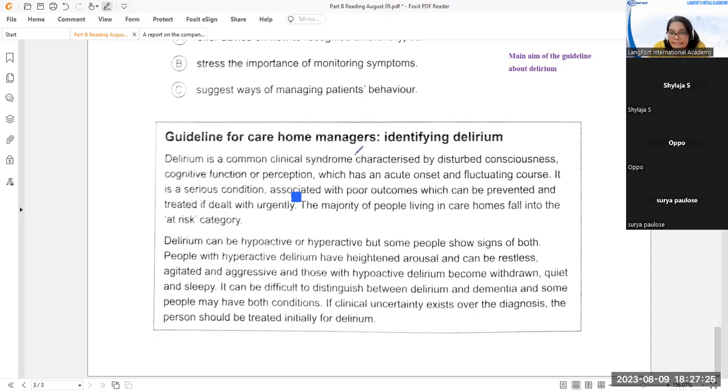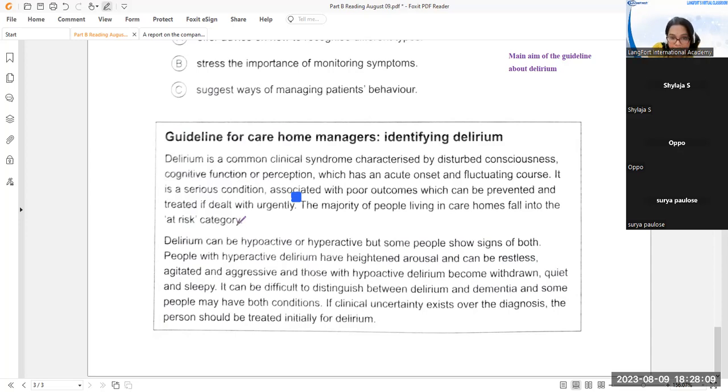So delirium is a common clinical syndrome. It is characterized by disturbed consciousness, disturbed cognitive function, and disturbed perception, and it has an acute, sudden onset and fluctuating course. Fluctuating course means the progress is not the same; it varies. And it's a serious condition connected with poor outcomes, which can be prevented and treated if dealt with urgently. If you deal with it as soon as you can, we can prevent the poor outcomes. But it's a serious condition.